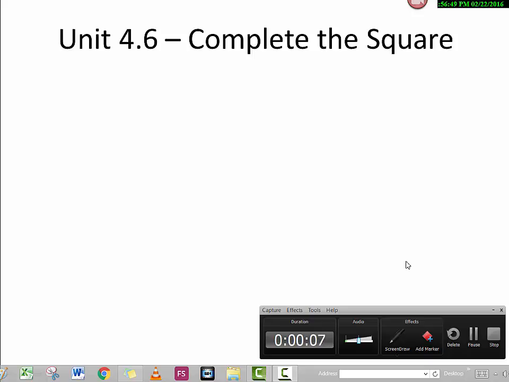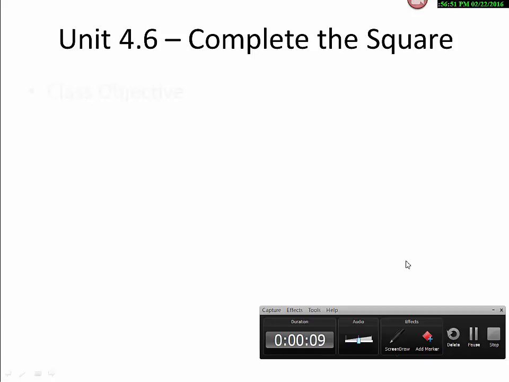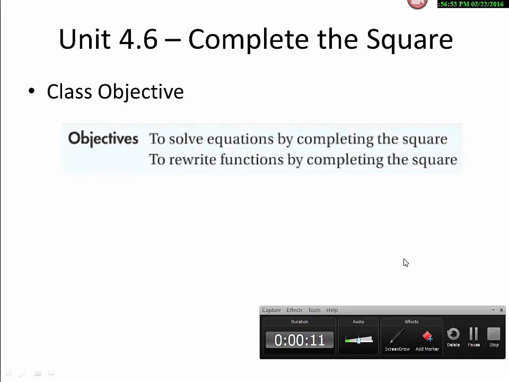Unit 4.6, complete the square. In this unit, we're going to learn how to solve equations by completing the square and learn how to rewrite functions by completing the square.